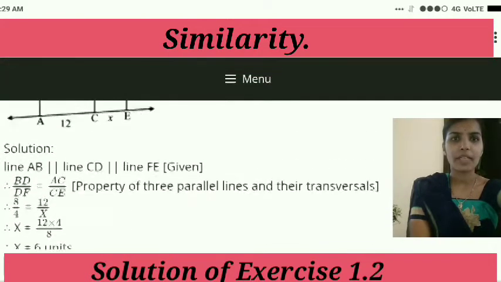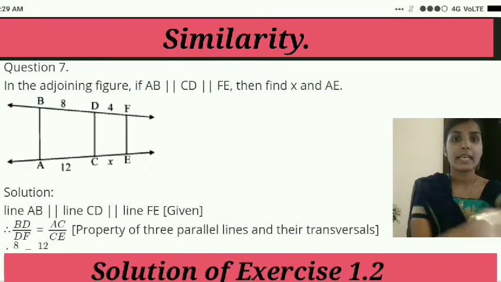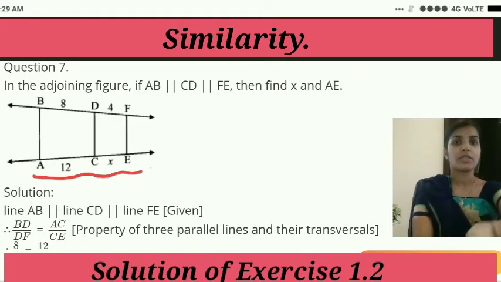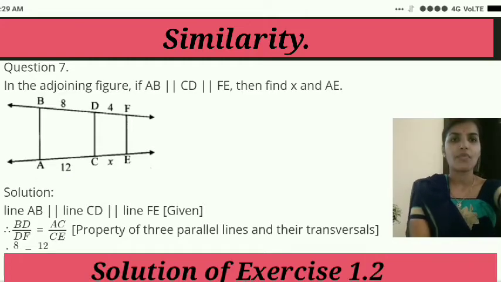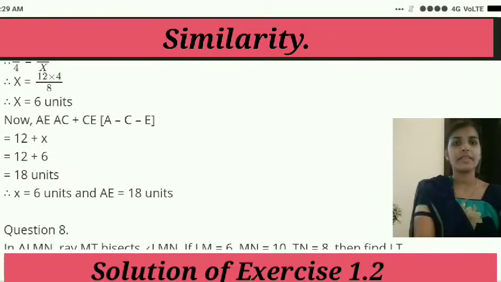Then after the AC, we have to find out the value of AE. You observe that AE, that means the total one. So how is it? AE is equals to AC plus EC. So AC is 12 and EC is 6. Therefore the value of AE is 18 units.